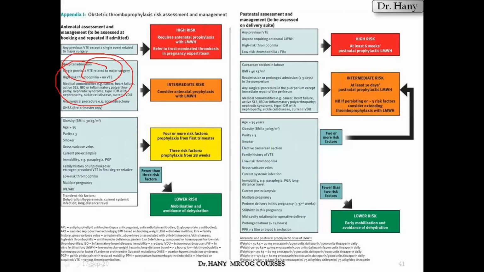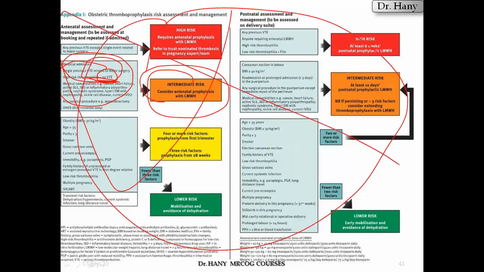It will be here, intermediate risk factor, and you will speak about what? About the antenatal prophylactic or offer from what? From 28. But it should be without VTE. If she has VTE, it will be outside the prophylaxis at all. This is called obstetric thromboprophylaxis.